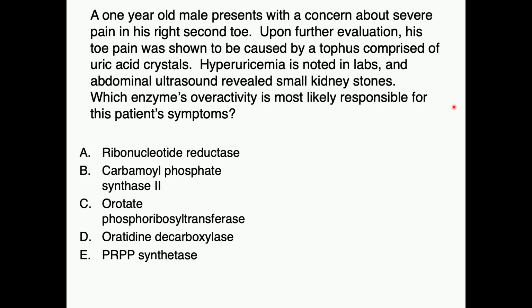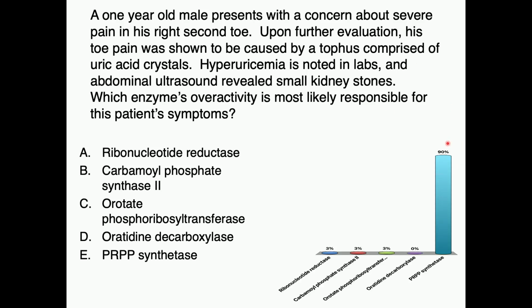Okay, so gout and kidney stones wouldn't be abnormal in a 60-year-old, I guess, or wouldn't be so unusual, but in a 1-year-old, that's definitely not normal. And best answer, good, PRPP synthetase disorder, or PRPP synthetase superactivity disorder. Okay, should we look at another case?